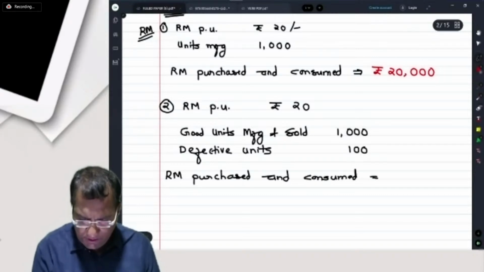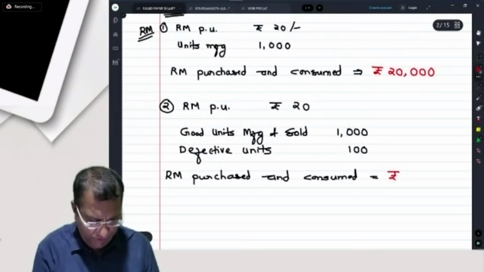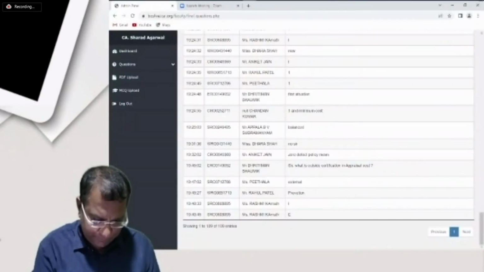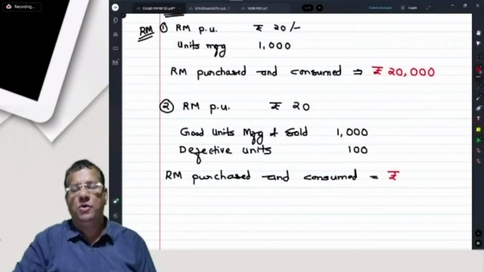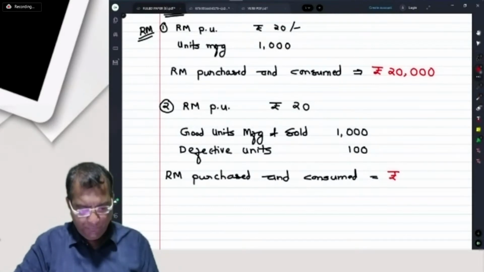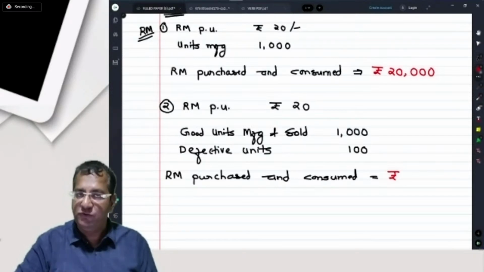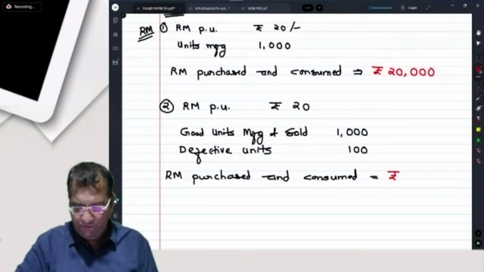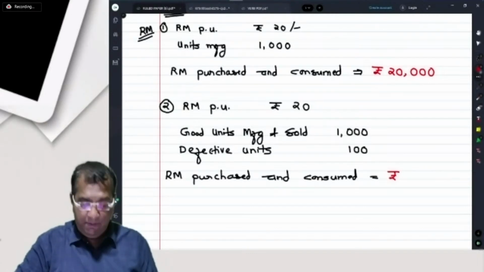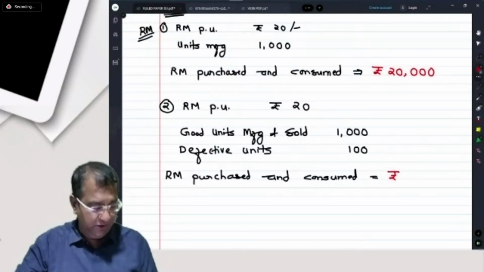What is the raw material purchased and consumed in this case? Raw material is rupee 20 per unit. Good units manufactured and sold by the organization: 1000 units. Defective units which cannot be sold: 100 units. So what is the amount of raw material purchased and consumed in this question?